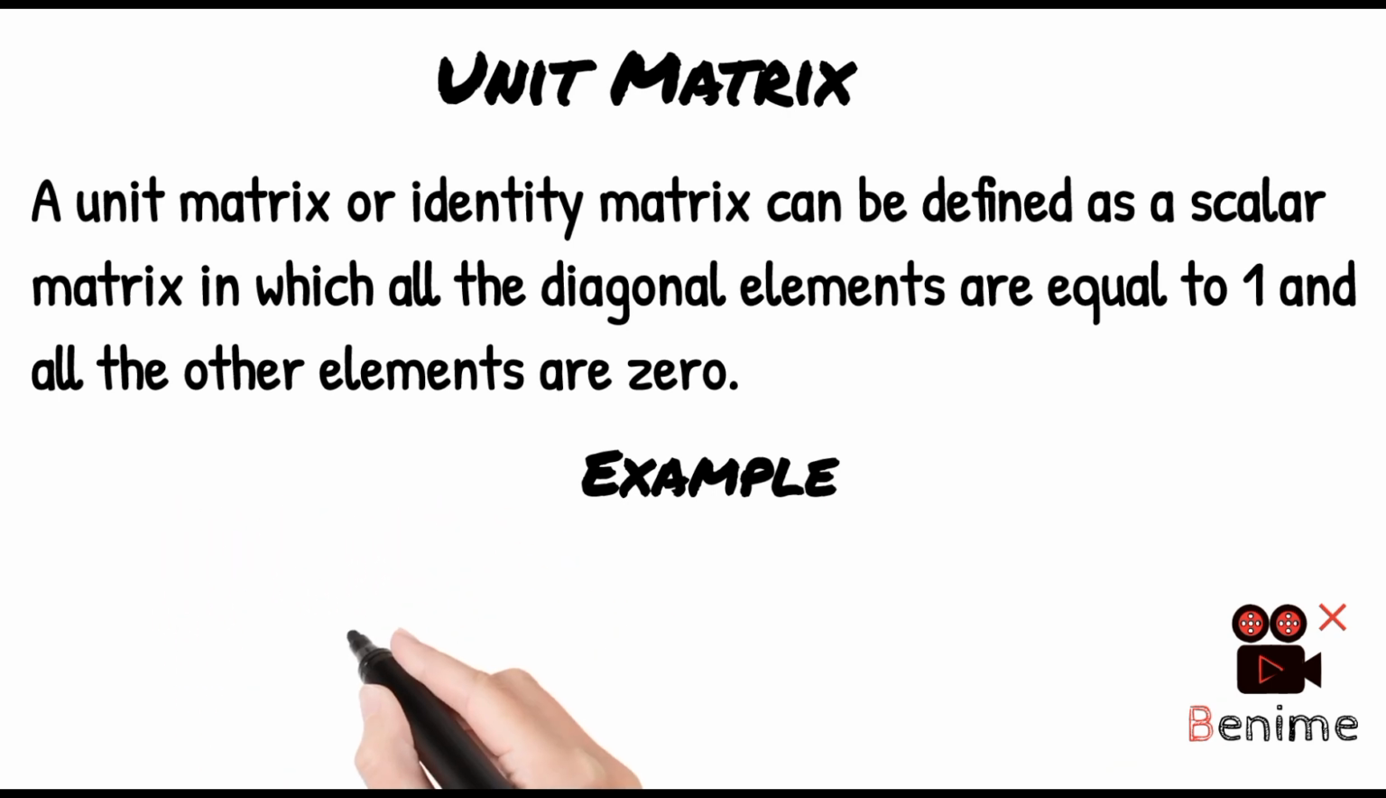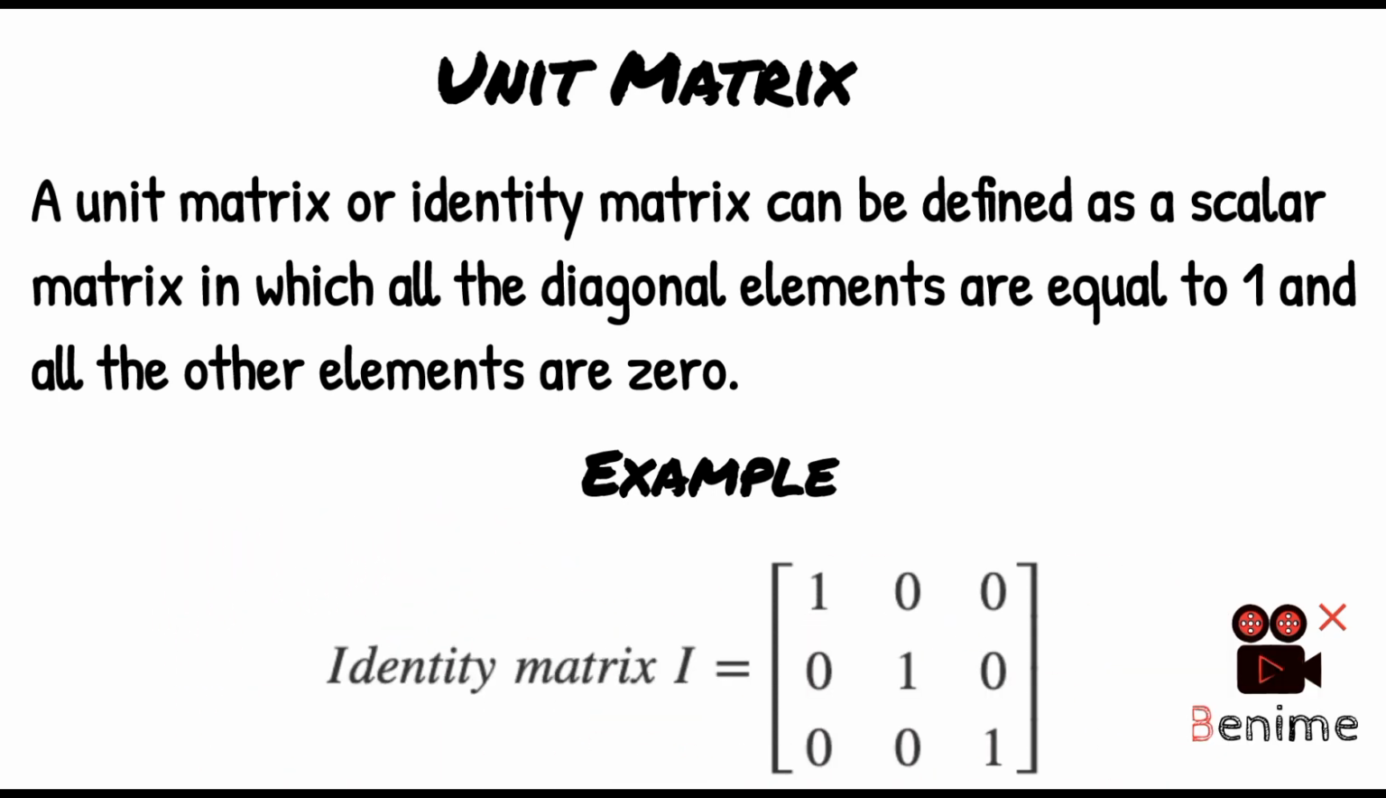So let's see an example. Here in this example, you can see we have a matrix of order 3 by 3. In main diagonal, all the entries are same and all the entries are 1. So this is both a scalar matrix and a unit matrix. Unit matrix is also represented by I.